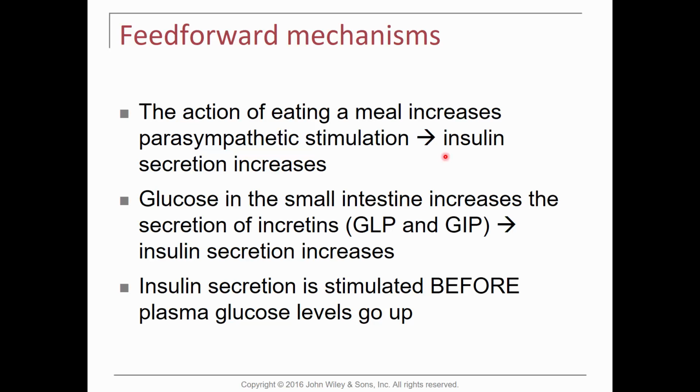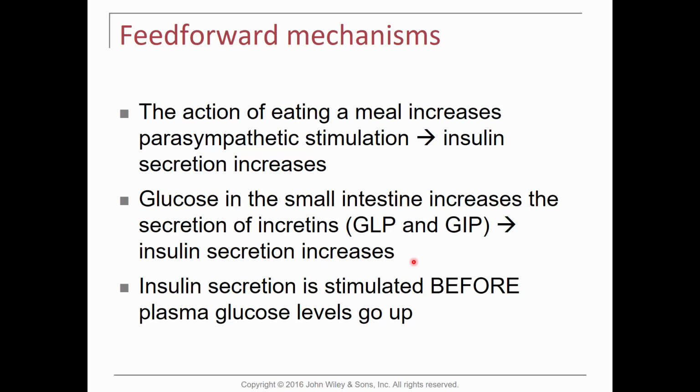Now, there are some feed-forward mechanisms and some negative feedback mechanisms. So here are the feed-forward mechanisms. Just by eating a meal increases the parasympathetic stimulation. You eat a meal, you chew the meal, you're smelling the meal, it's stretching your stomach, you're getting parasympathetic stimulation, and insulin secretion increases. And when you get glucose in the small intestine, you secrete a couple of incretins, GLP and GIP. These are hormones that you learned about under the GI system. They go to the pancreas and you get insulin secretion.